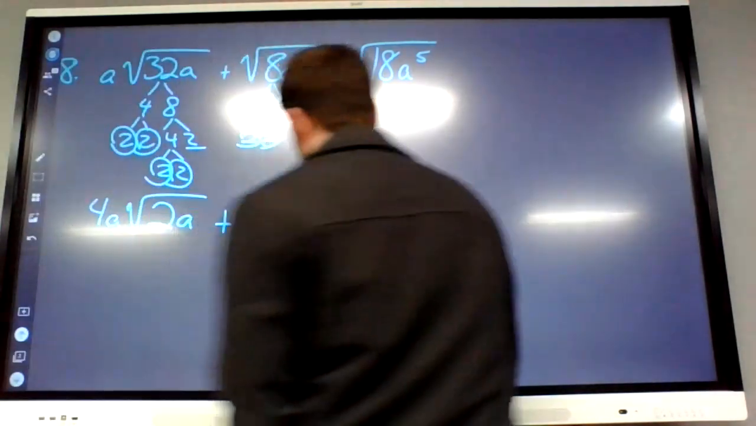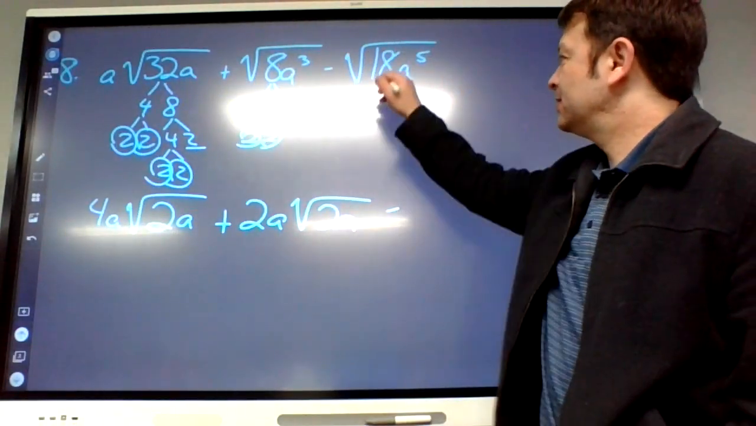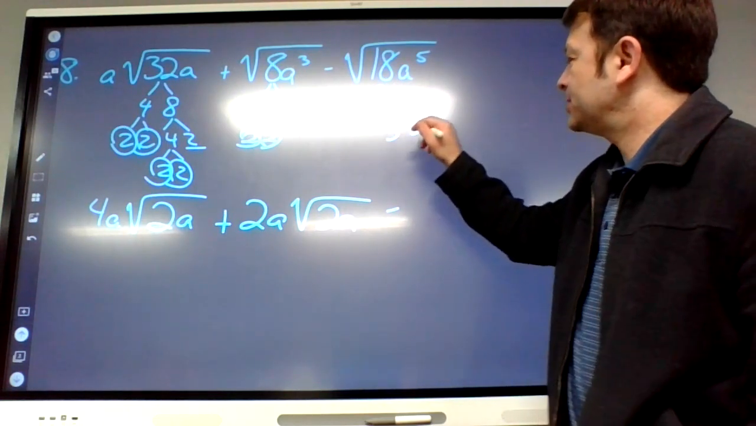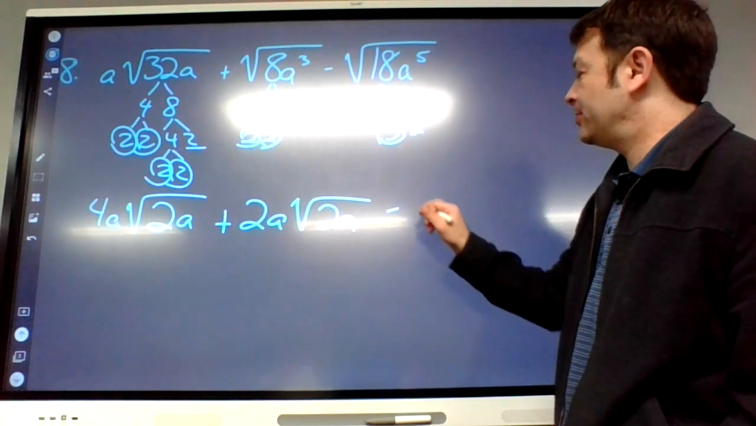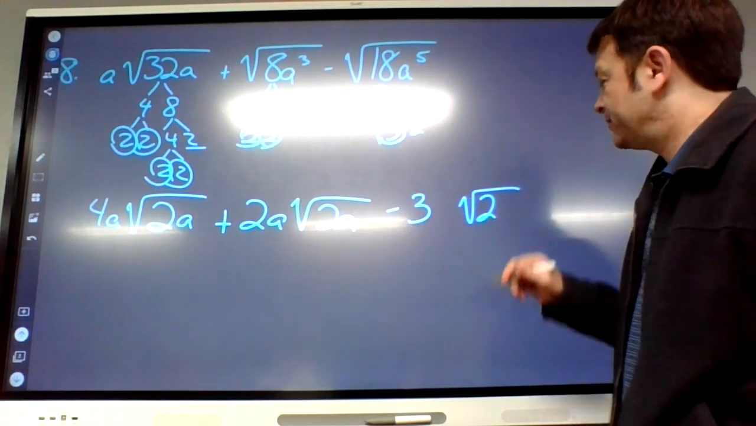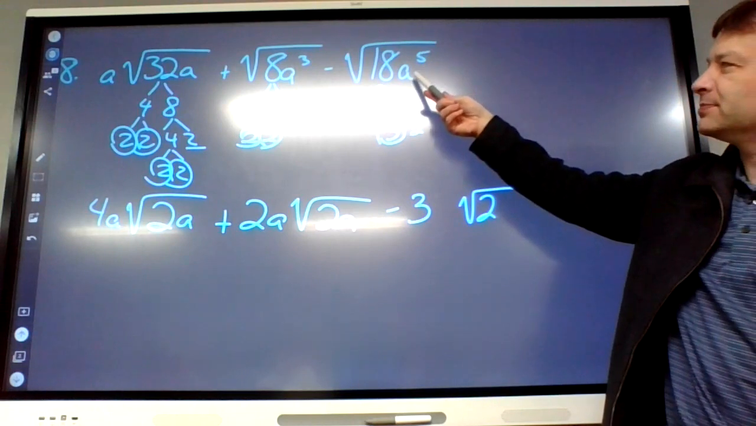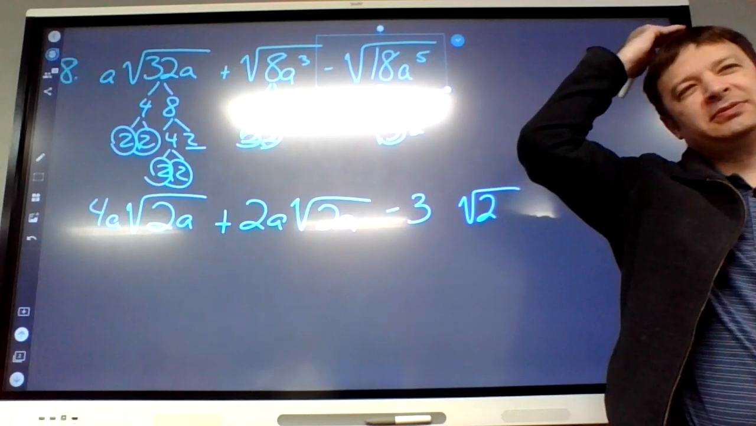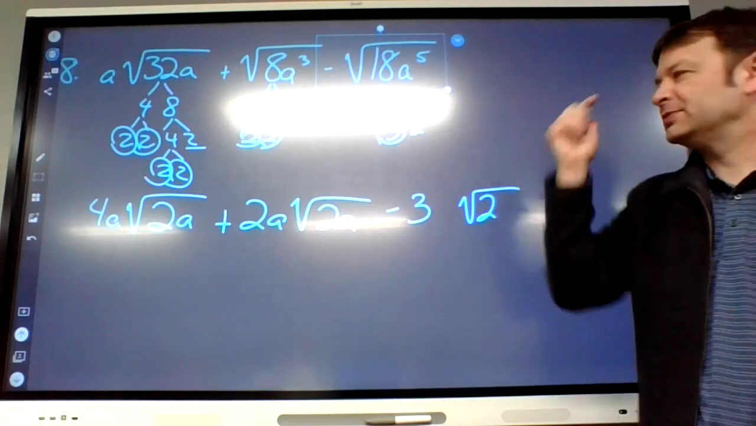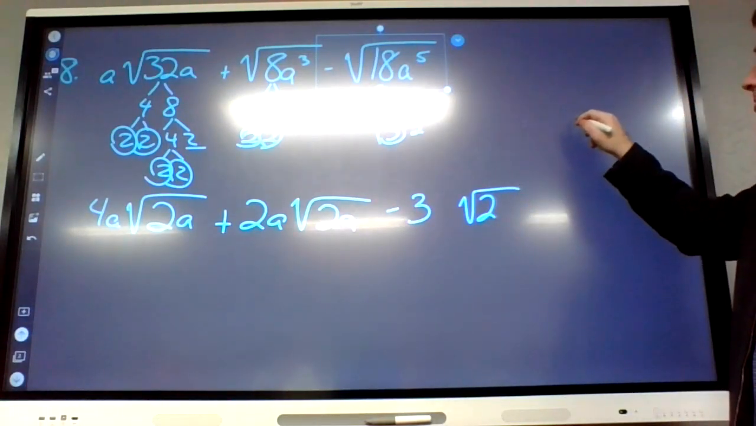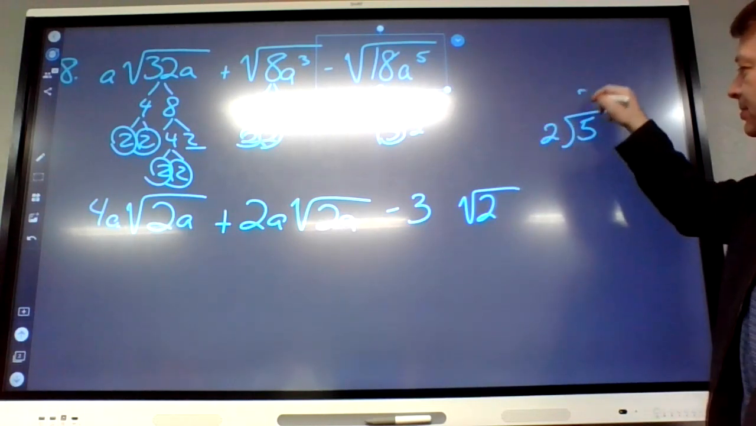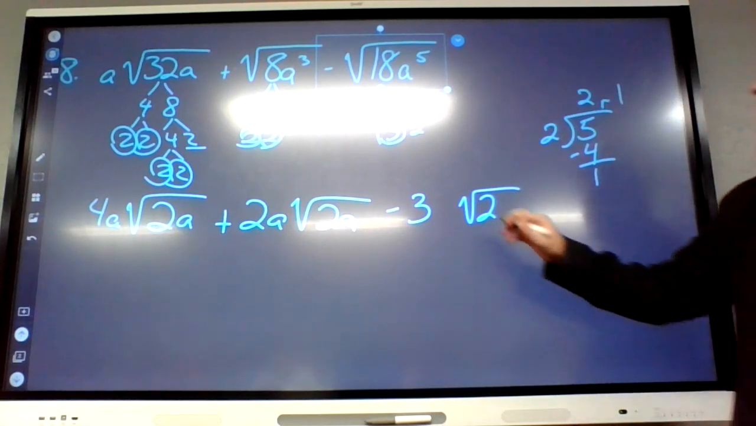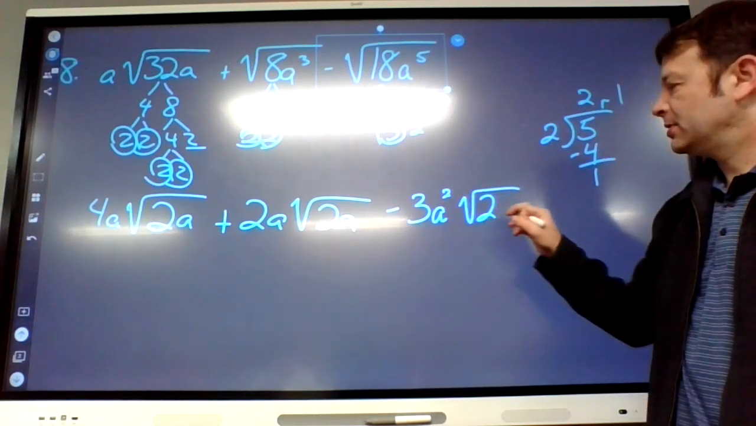Okay, what goes into 18? 3 and 6. 3 and 6, 9 and 2. Okay, so on this one, a 3 is going to come out. 2 is left behind. How about the a's, though? What's 5 divided by 2? 2 with remainder 1. So that means 2 come out and 1 is left.